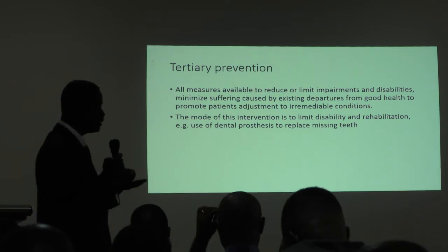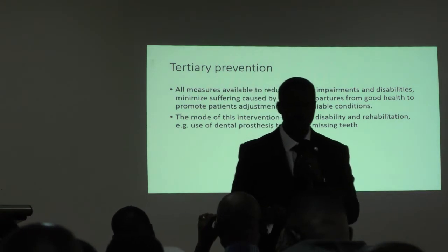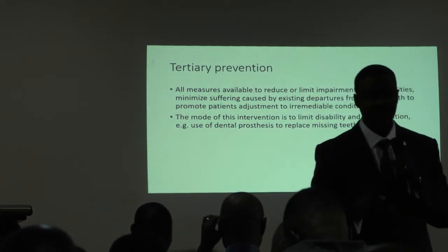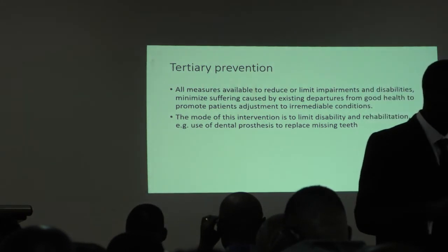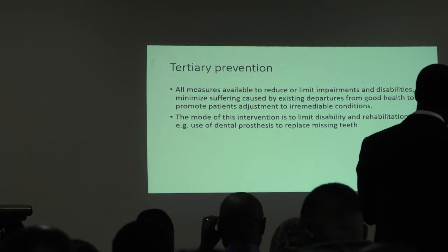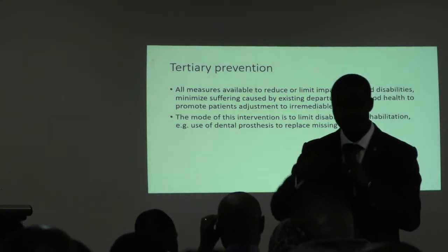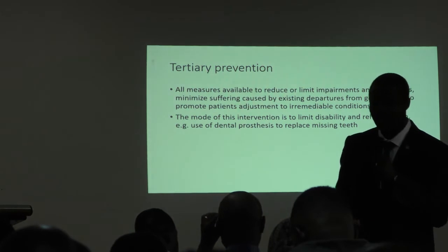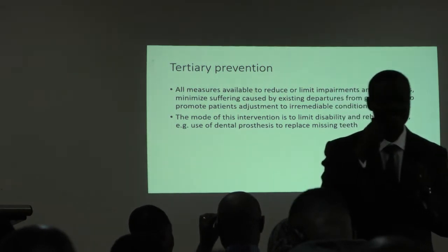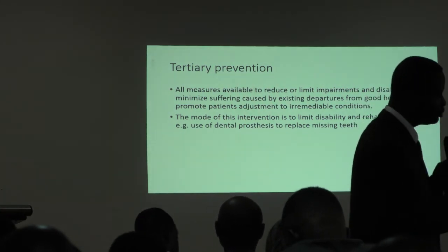Now the tertiary one, which I said is where the disease has taken its toll. You have lost your teeth. But to make the deformity a bit less, you can do replacement of teeth. You have several types. You can have dentures, which you fix in and take out yourself. Usually when you are going to sleep, you take them off. You can have a bridge, whereby you join it to the adjacent teeth that are strong, so you don't remove them at all.